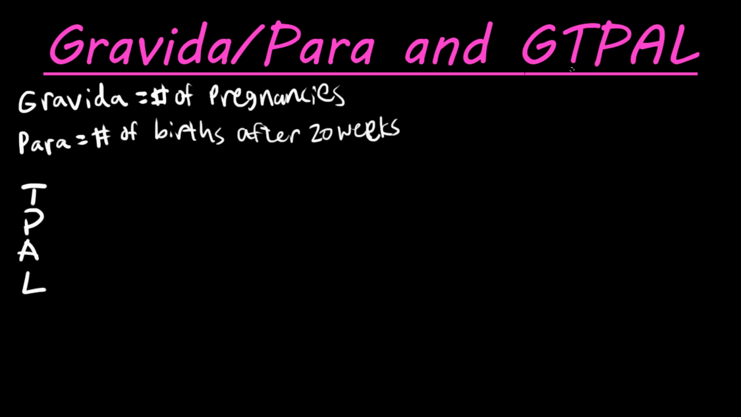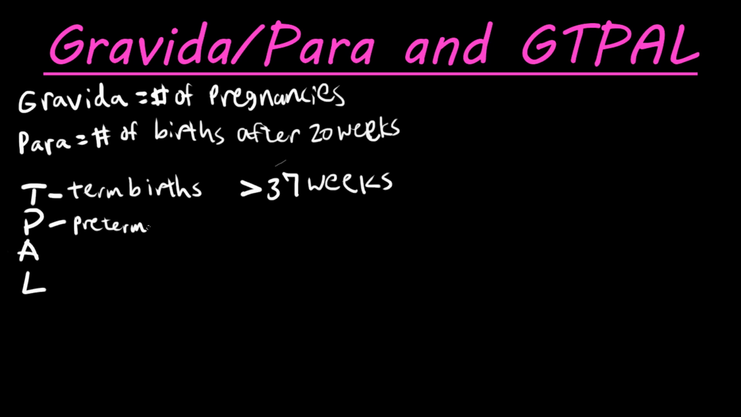So GTPAL is just referring to gravida, and then TPAL for para. T is term births, the number of births she has from pregnancies that are greater than 37 weeks. So greater than 37 weeks of pregnancy would mean it's a term birth. P refers to preterm birth. If the baby is born at less than 37 weeks, this is a preterm birth.